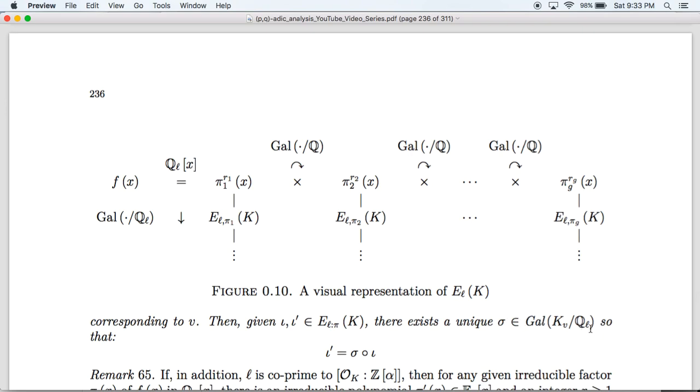And here's this very nice diagram that I was quite excited when I wrote this up because I had finally it all clicked. So here is F(x), and here is its irreducible factorization over Q_L[x].